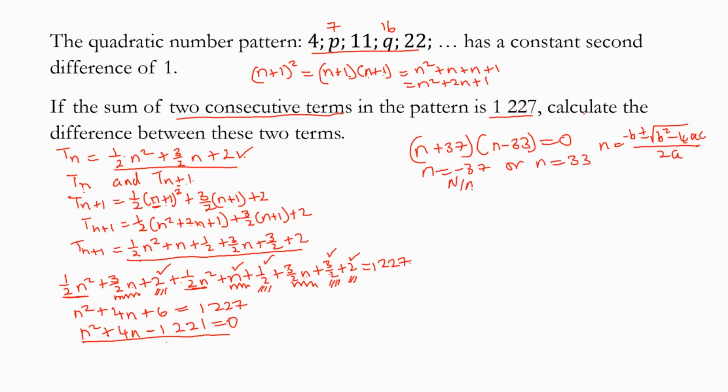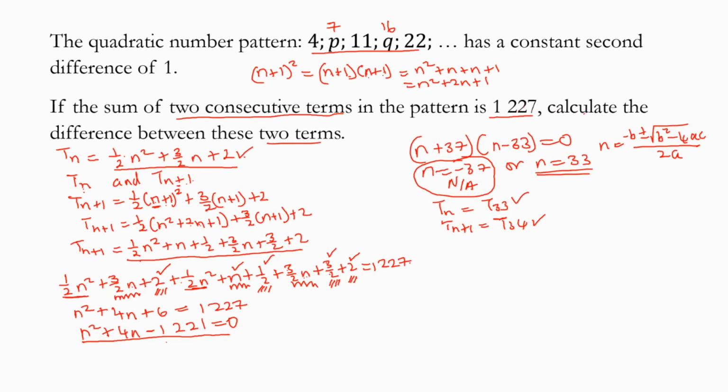Oh, this one is not applicable. Remember, I said n should be a positive integer because we are looking at the number of terms. So it cannot be negative, and it cannot be a decimal fraction. n is equal to 33. So our Tn is term 33, and Tn plus 1 is T34. So if the sum of two consecutive terms is 1227, it means the sum of T33 and T34. Calculate the difference between these two terms.